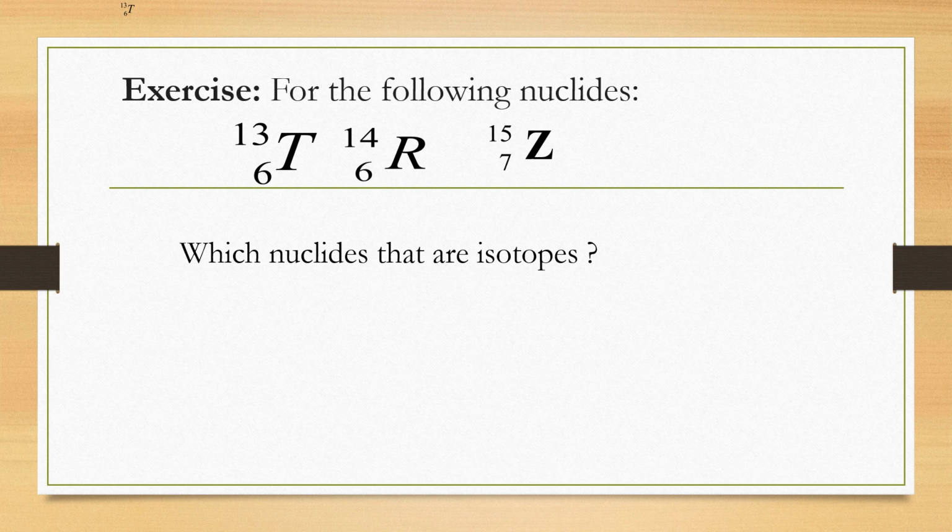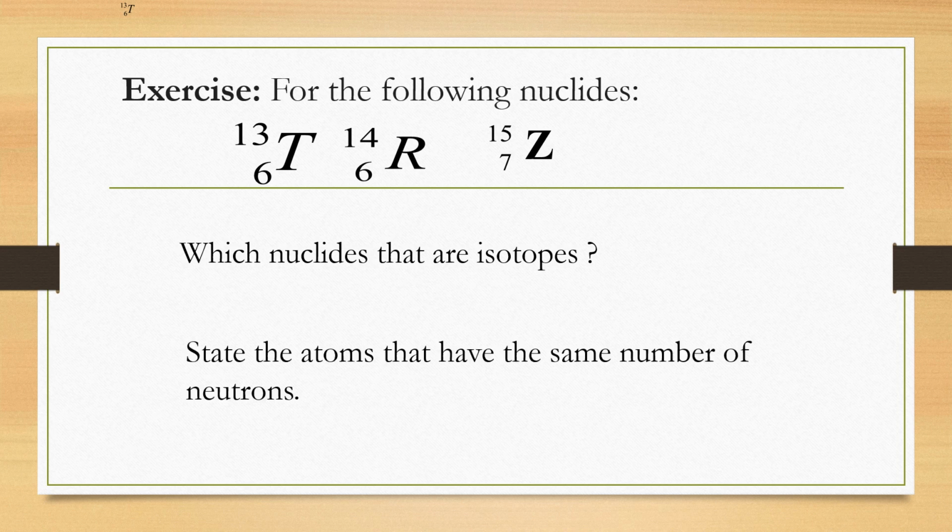Which nuclides are isotopes? And which nuclides share the same number of neutrons? T and R share the same number of protons. Therefore, T and R are isotopes. Nuclides that share the same number of neutrons are nuclides R and Z. The number of neutrons that they have is equal to 8 neutrons.